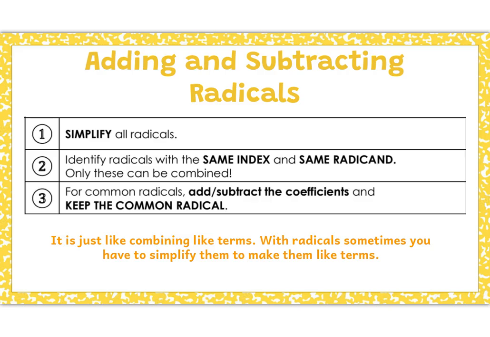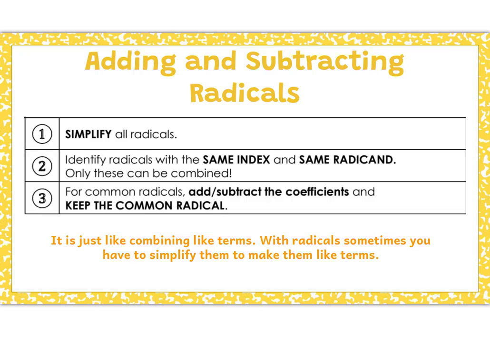So when we're adding and subtracting radicals, we want to first simplify all radicals in the problem, which is what we just did. Then we want to identify the radicals with the same index and the same radicand. So they have to look exactly the same. Only these can be combined. So if I don't have the same index and the same radicand, they cannot be combined.